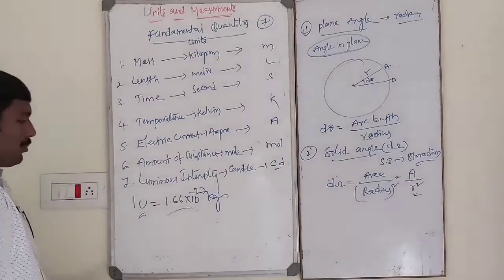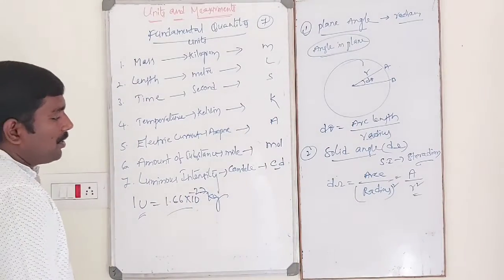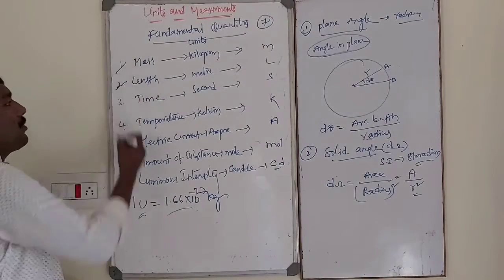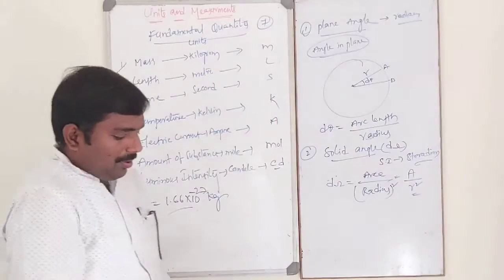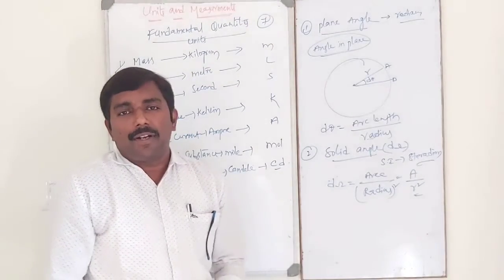Carbon 12 isotopes. So 1 AMU value is 1.66 into 10 power minus 27 kilograms. So that is the mass. Next one, length. Generally, length is measured simply by a meter scale for small distances.